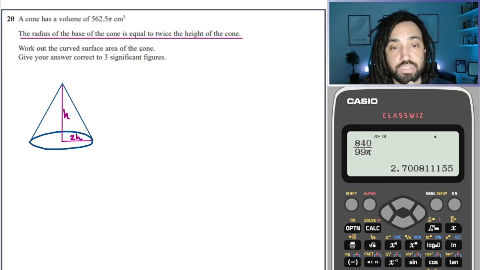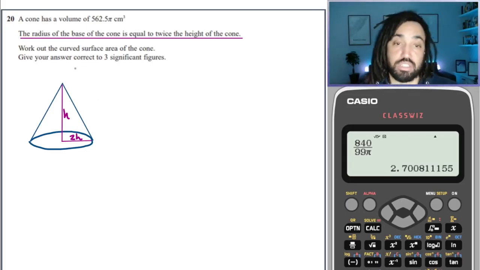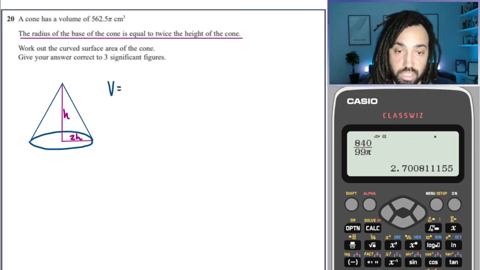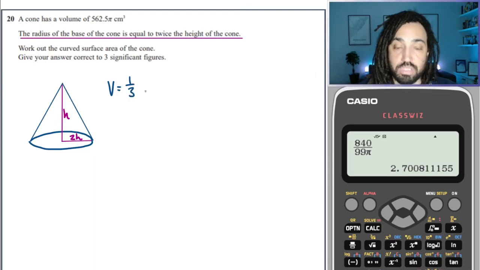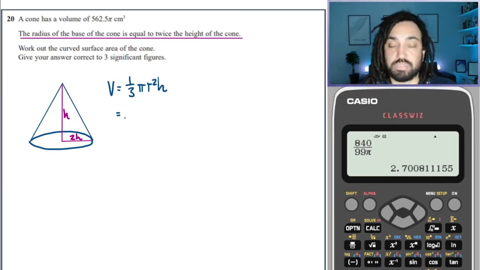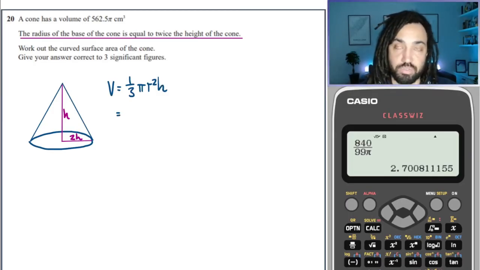Work out the curved surface area of the cone. Right, so let's look at the volume first. So the volume of a cone, as given in the formula booklet, is 1/3 pi r squared h. Still blows my mind that it's a third of the actual cylinder prism. But hey, that's a story for another day.